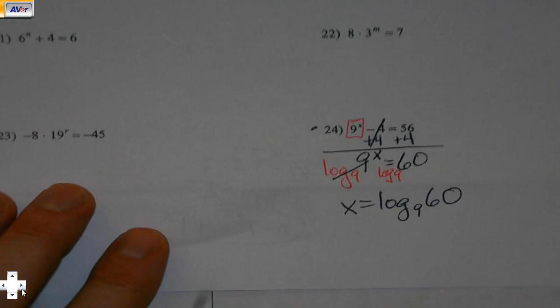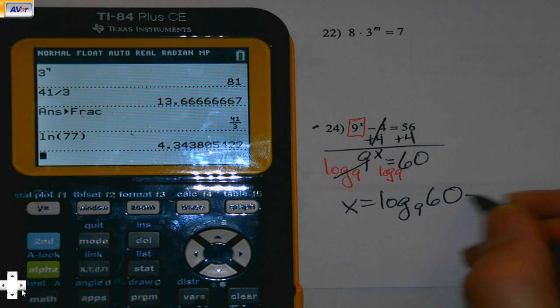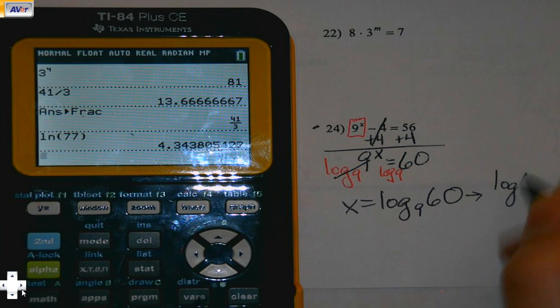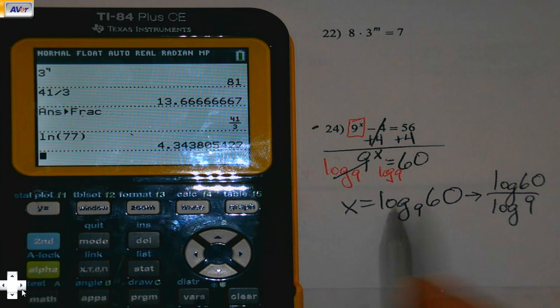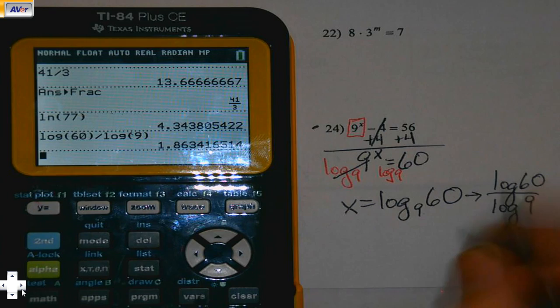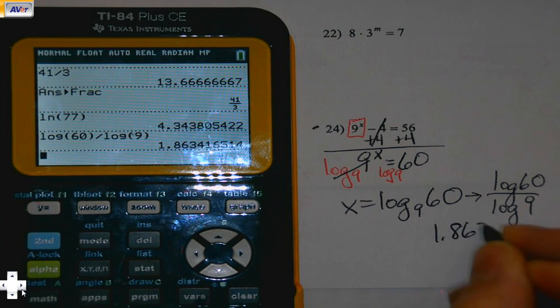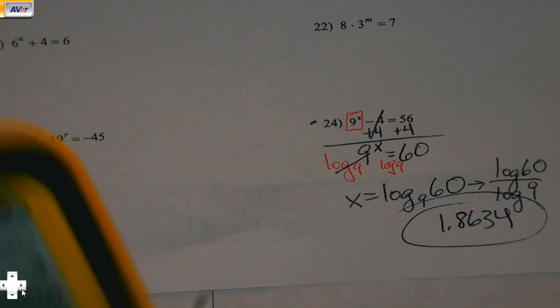Now, I can't just leave it that way. I can get an answer, and this we have done plenty. This is where I do my change of base: log of the value divided by the log of my base. Or, in other words, log of the number on the right over the log of the little itty bitty number. Log of 60 divided by log of 9 is 1.8634.